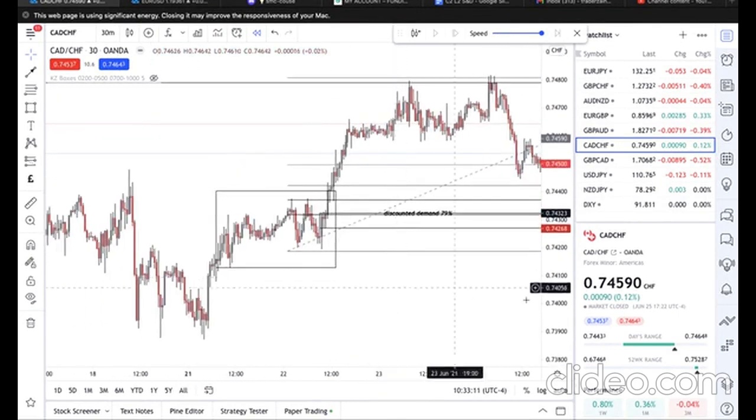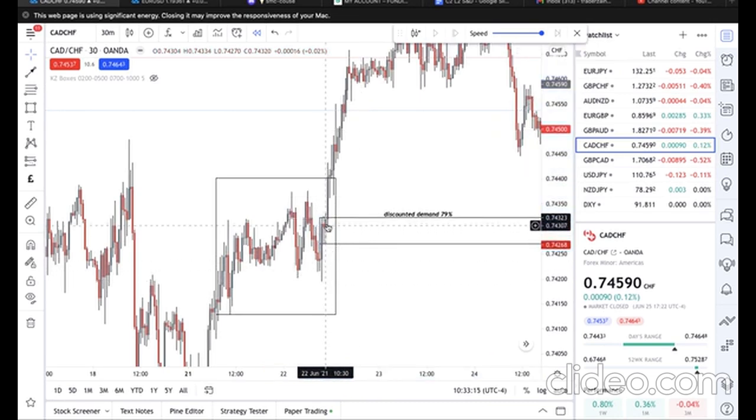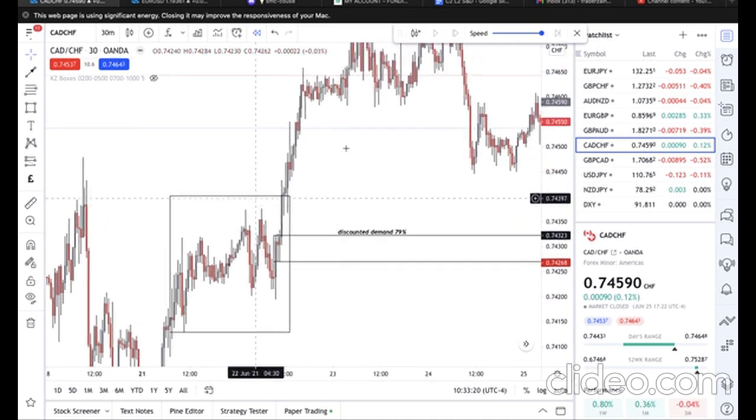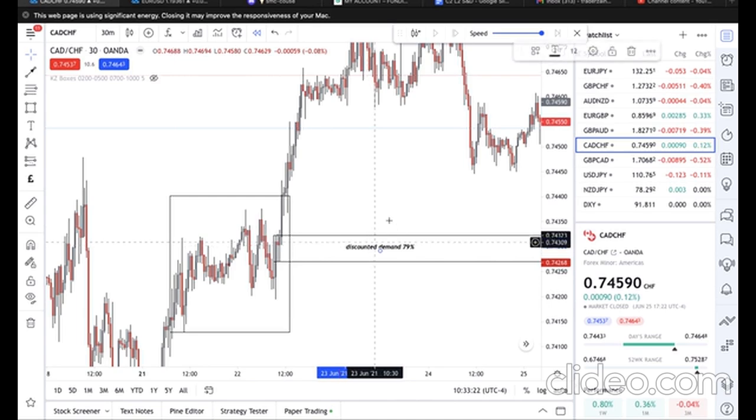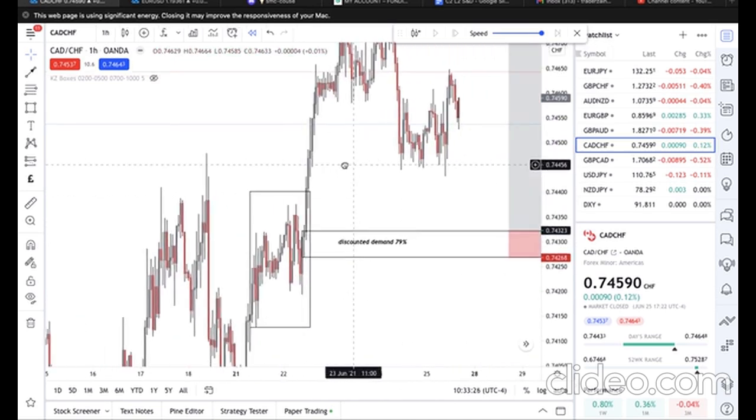And if I head over to that 30-minute, I'm sure I can show you the zone I'm going off with, which is right here. Rally, base, clean indecision candle, and then a rally, right? And we've got this imbalance and that break of structure. That is why I'm looking to take entry off this discounted demand, right?